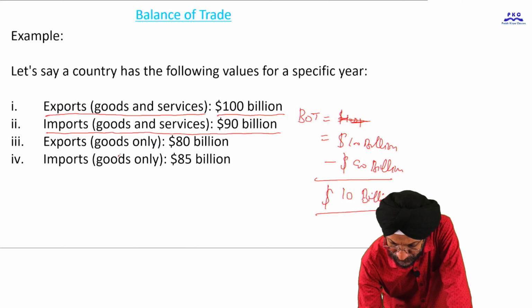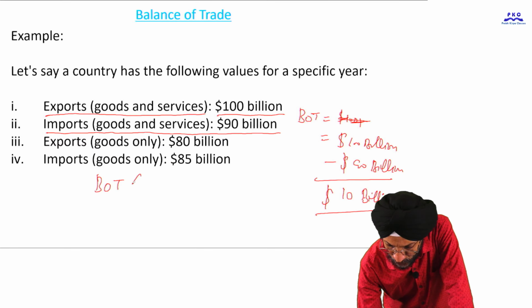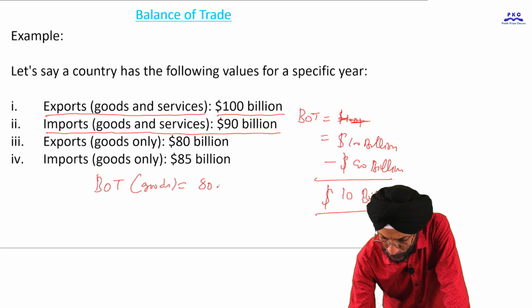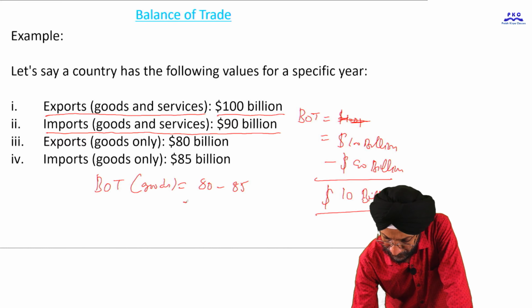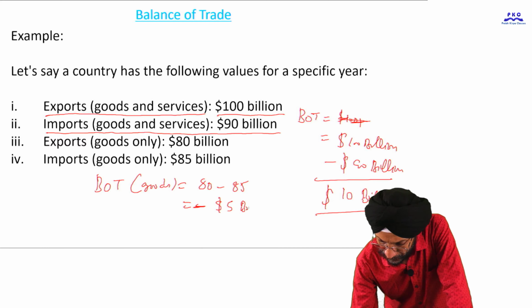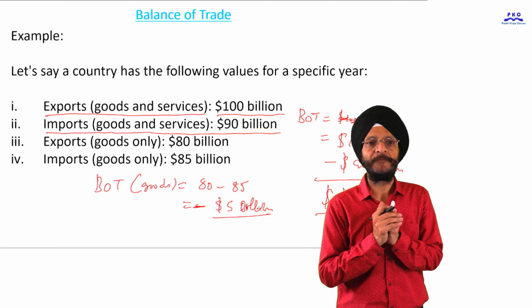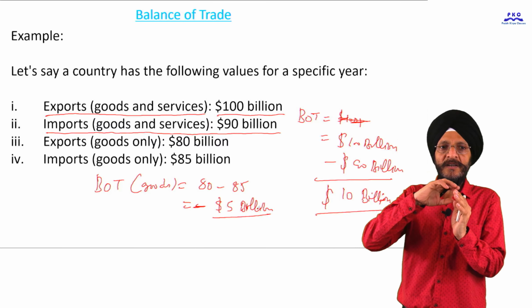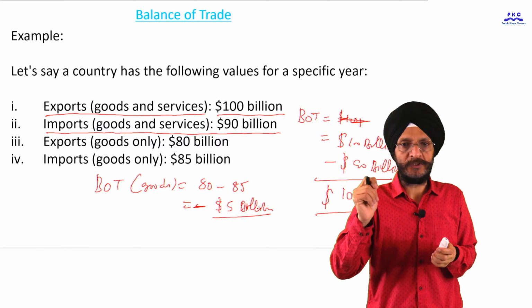If we take only export of goods, here is only BOT goods. Here exports are 80. What is import? 85. Then what is the balance? It is minus 5 billion. Here it is deficit balance of trade because imports are more than exports.